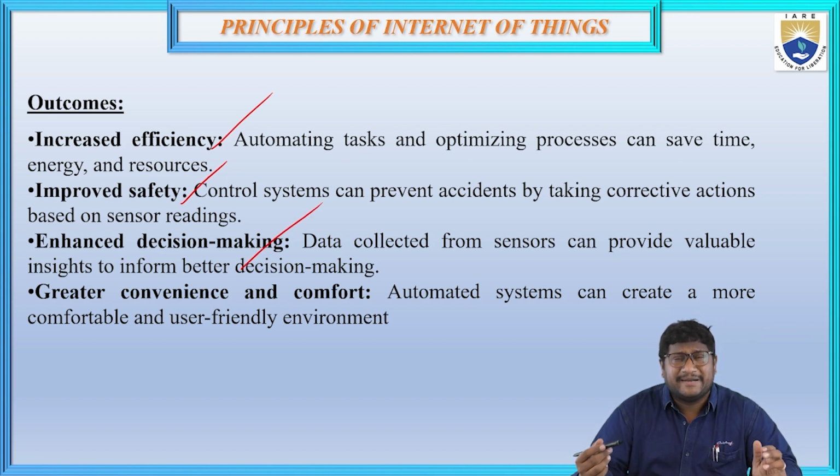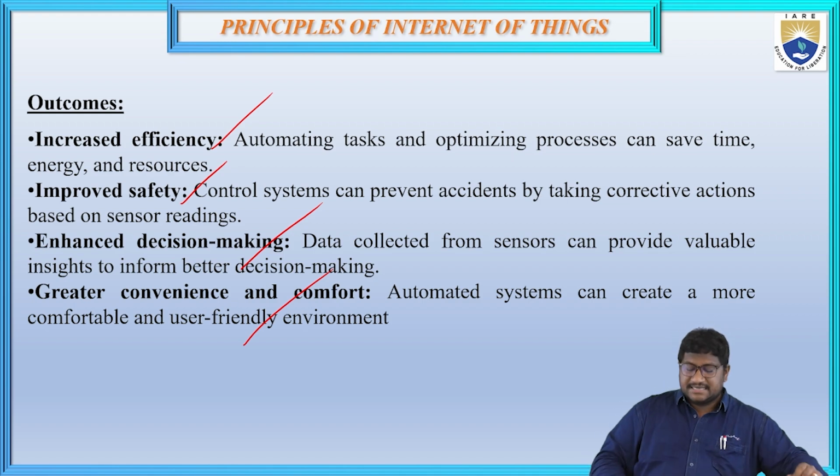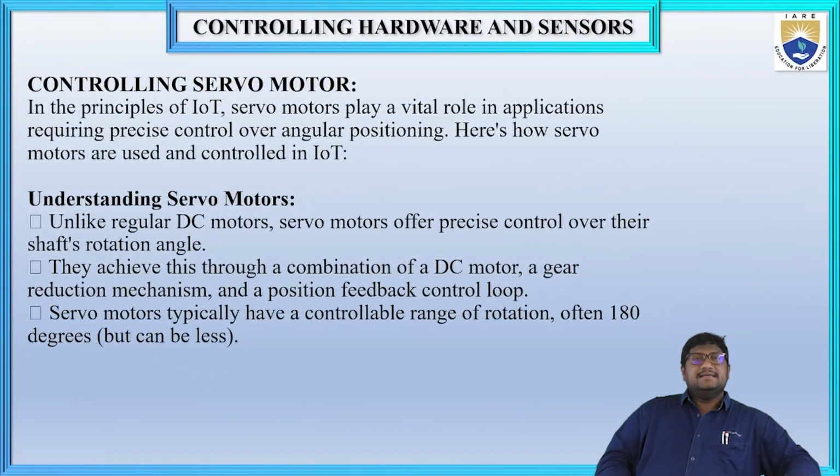By analyzing that data, we are going to predict and take particular decisions based on the valuable insights provided to us with the help of the sensor. And the last one is greater convenience and comfort, where automated systems create a more effective and more user-friendly environment for us. This is how things are done in our module called controlling hardware and sensors.